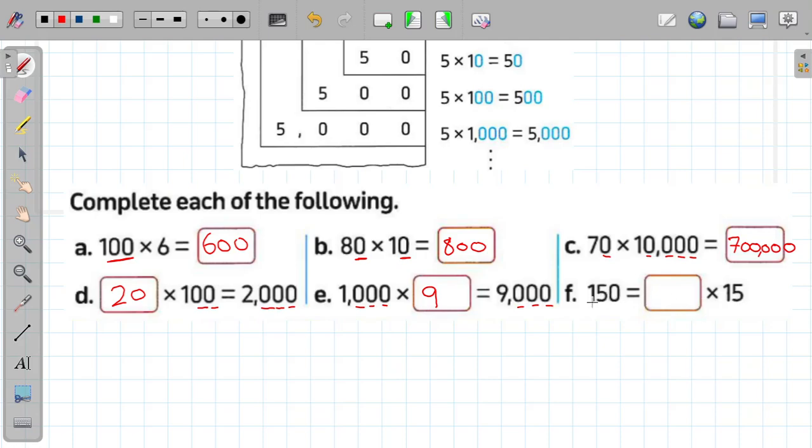So I have here 15, and here I have 15. So 15 times what equals 15 times 1? And I have here 10, but here I don't have any zeros. So I will add a 0 here in the missing number. So the missing number will be 10. So 15 times 1 equals 15, and I will add a 0, so the result will be 150. Okay?